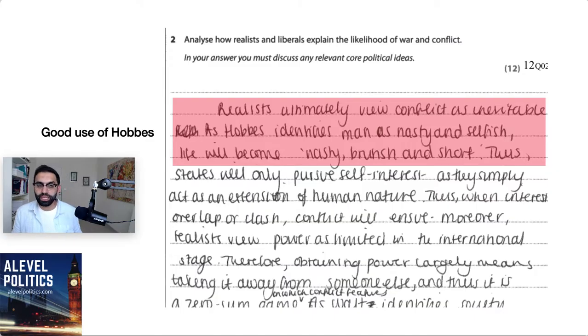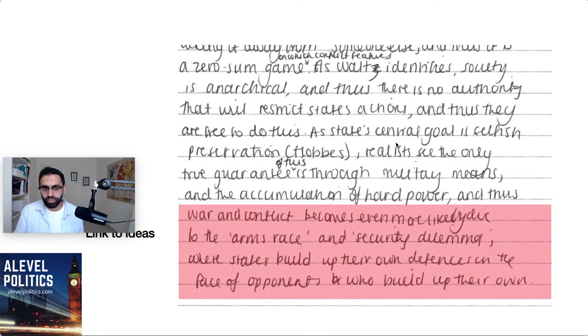This is a section B essay, a 12 marker, and look at the use of Hobbes. Realists ultimately view conflict as inevitable, as Hobbes identifies man as nasty and selfish, and life becomes nasty, brutish, and short, right? So again, a link to Hobbes here. This student got a 12 out of 12, by the way. They did really well in this 12 marker, and again, the link to Hobbes was really good.